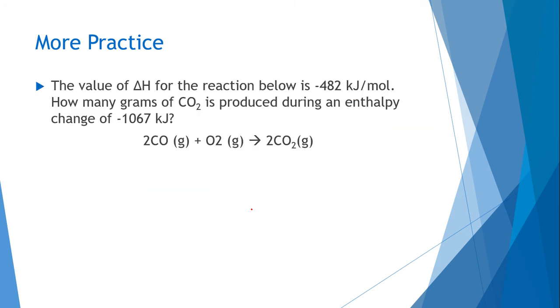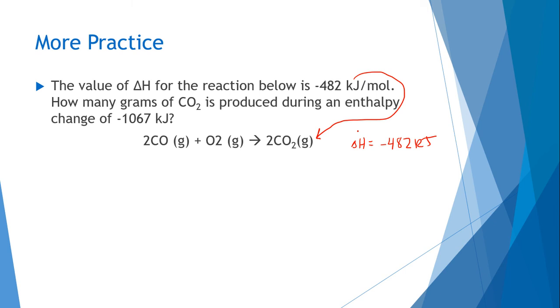And then here is our last example. Please note that this one is different. Instead of going from grams to kilojoules, we are now going to be going the opposite way. So here it says the value of delta H for the reaction below is negative 482 kilojoules per mole. So it says the reaction below is that. So that means this is going to be associated with that equation. It's basically another way to state that your delta H equals negative 482 kilojoules.